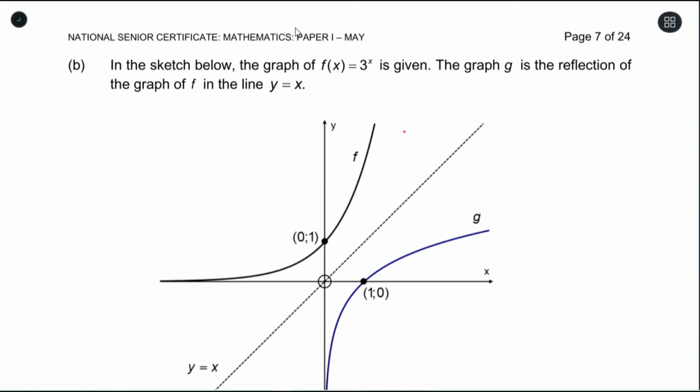Now, in B, the question says, in the sketch below, the graph of f of x is equals to 3 to the power of x is given, which is this. Now, the graph of g is the reflection of f in the line y is equals to x. Now, what this means is that this is the inverse of this f graph. Whenever you have this statement, reflection in the line y is equals to x, it actually just means the inverse.